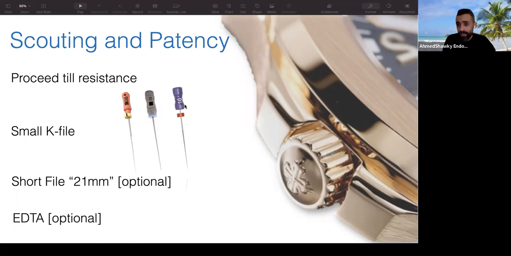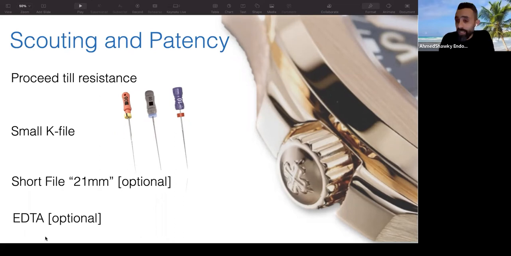Sometimes in difficult canals, when we are not able to perform easy scouting and patency, sometimes we use a short file, the 21 millimeter hand files, but this is optional. Why use a short file? Because I need the pressure from my finger close to the point of action, which is the tip of the file, okay? So this is important. When the canal is easy, this doesn't matter. But if the canal is difficult and almost narrow, like we say, not classified, but narrow, we need to use a short file in order to be able to effectively negotiate the canal.